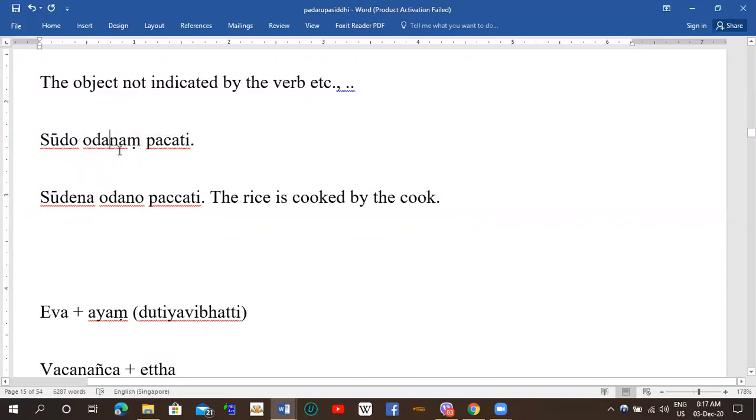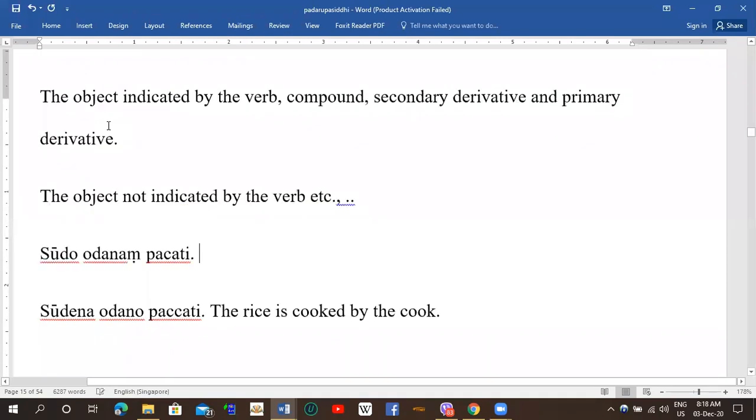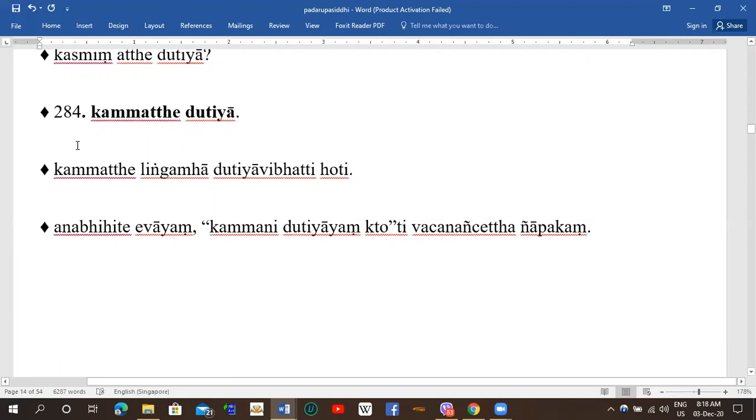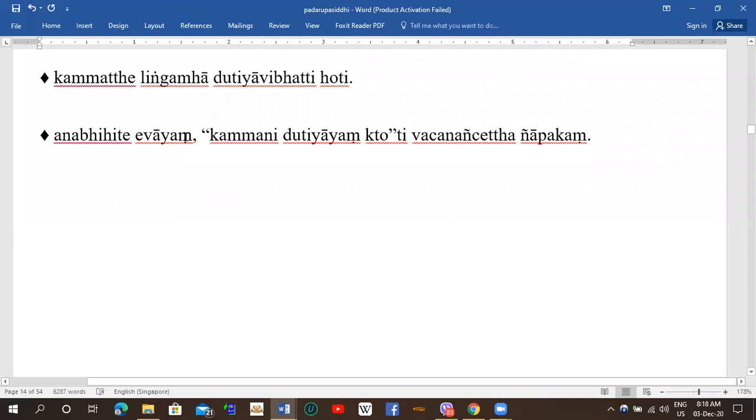Okay, kama. What kinds of kama? Anabhihita kama. Here, the meaning of the object, in sudo odanam pachati, the meaning of the object is not indicated by the pachati. So here, to express the meaning of the kama, there is the accusative case. The accusative case is used in the word odanam. So you should understand. Anabhihite iti, the accusative is used only in the anabhihita kama.